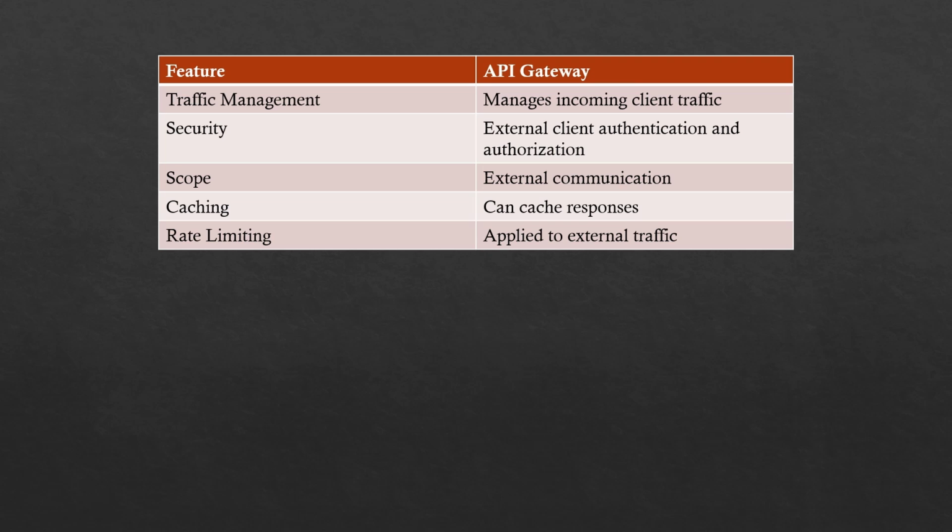Now let's compare API Gateway and Service Mesh. The table on this slide outlines some key differences between the two. API Gateway manages external traffic, including routing, security, and caching, while a Service Mesh focuses on managing internal service communication. Both play important roles but serve different purposes within a microservices architecture.